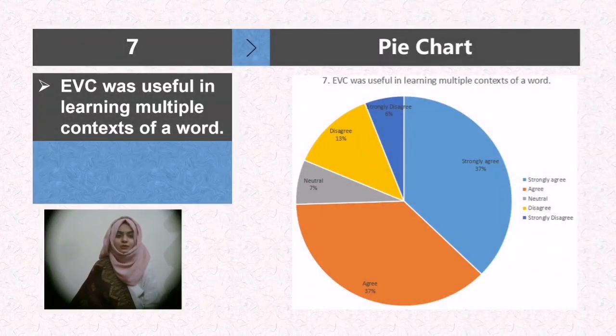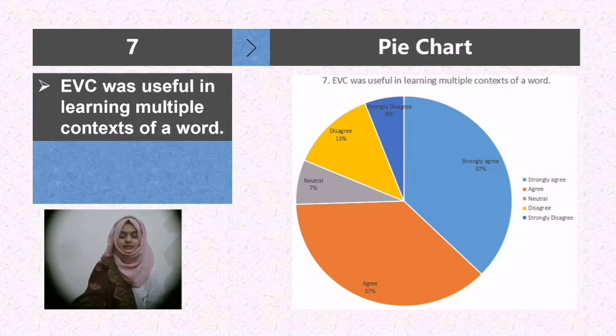The seventh statement was about EVC or English Vocabulary Corpus being useful in learning multiple contexts of the word. This statement was asked to judge the effectiveness of EVC for learning different contexts of vocabulary items. The answer of this question helped in understanding the productivity of EVC in terms of multiple contexts of learning. So here in this case, multiple contexts are involved. The responses given by students were: 37 students said strongly agree, 37 students said agree, 7 students stayed neutral, 13 students were favoring disagree, and 6 students narrated strongly disagree. So this shows that EVC is productive in learning the multiple contexts of vocabulary items as well.